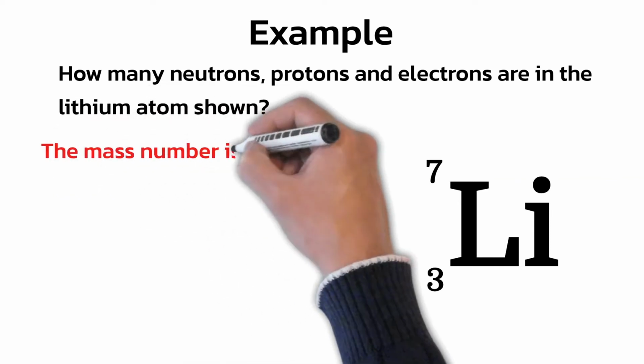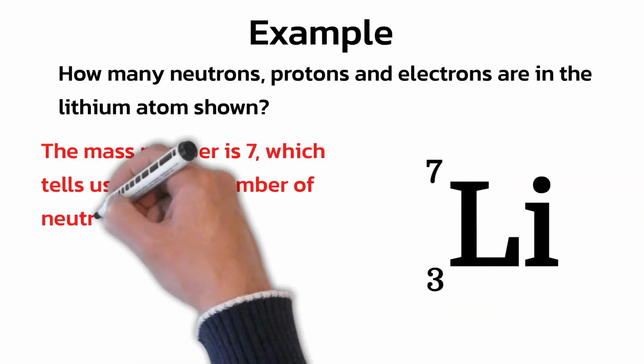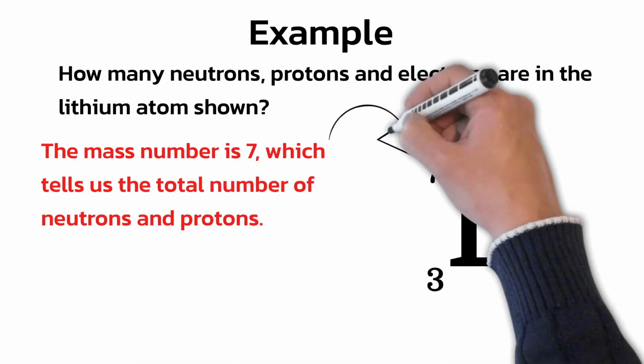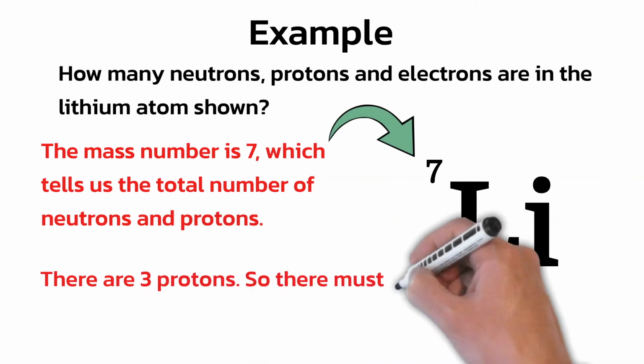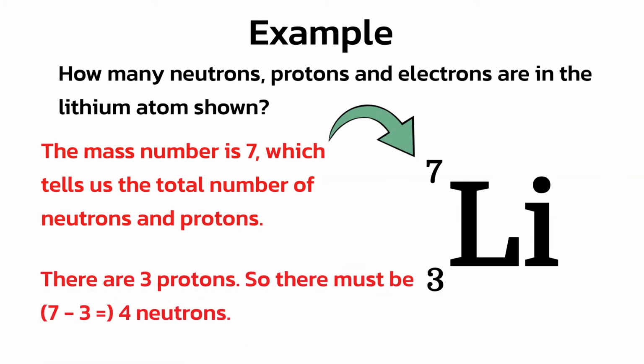The mass number, shown at the top of the chemical symbol, is 7, which tells us the total number of protons plus neutrons. As we already know, there are 3 protons. Subtracting the atomic number, 3, from the mass number, 7, gives the number of neutrons is 4.